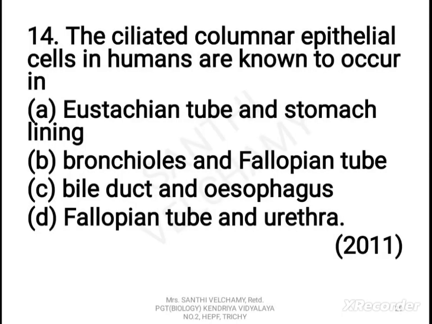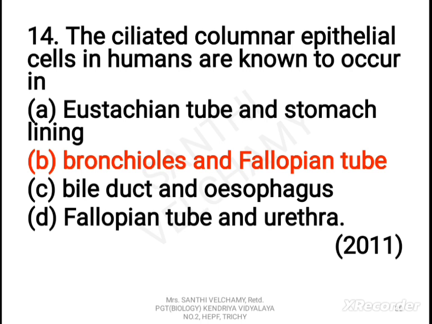Now 14th question, children. The ciliated columnar epithelial cells in humans are known to occur in: A, eustachian tube and stomach lining; B, bronchioles and fallopian tube; C, bile duct and esophagus; D, fallopian tube and urethra. The correct answer is B.